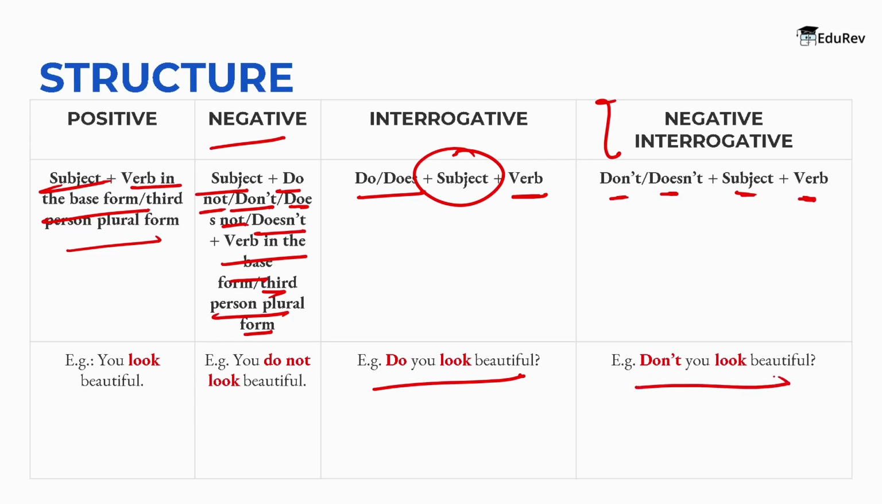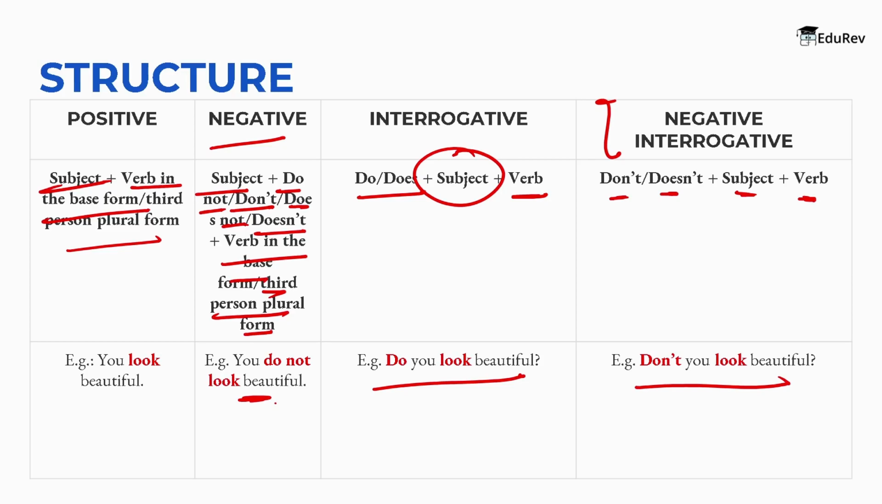Now, in all these, you can see that we have the subject, we have the verb in a particular format, and for interrogatives, we have do or does, and for the negative part of it, we have don't and doesn't, right? So the structural formulation of the simple present tense is very, very easy. And these examples tell us that, for example, in the positive, we have you look beautiful, so we are giving a compliment, a positive one. In the negative, we are saying you do not look beautiful, so we are just stating something that is negative.